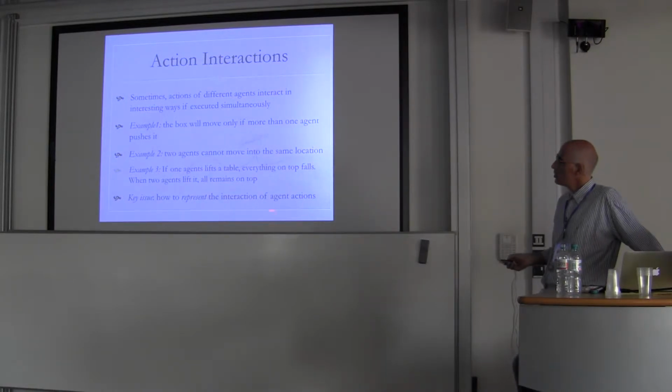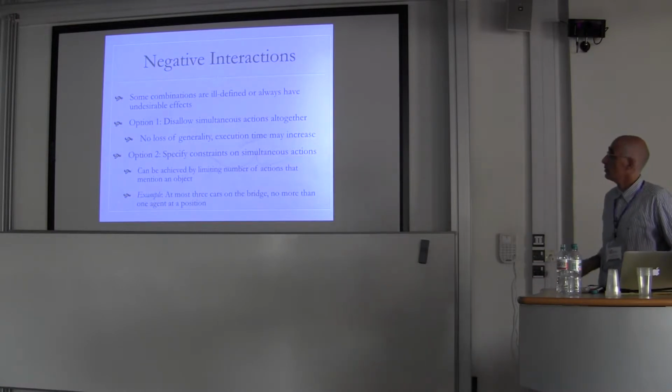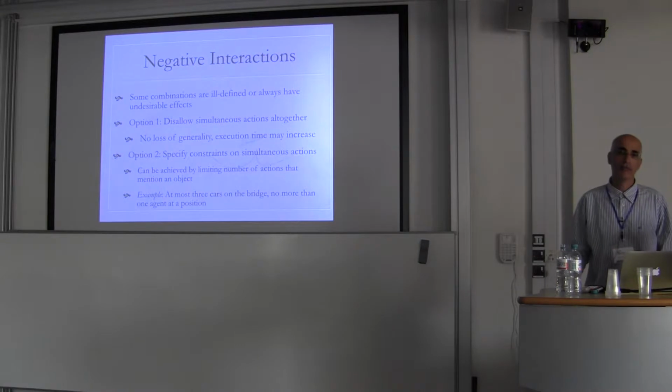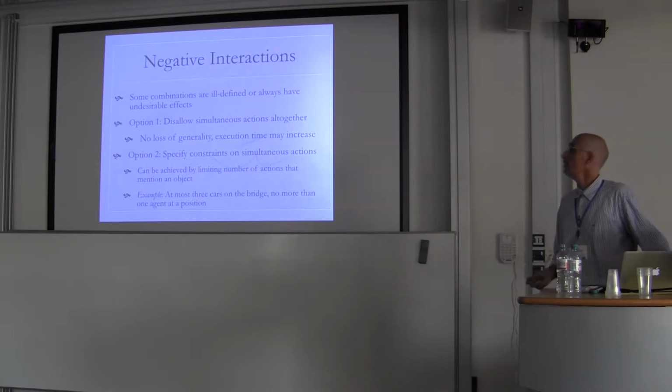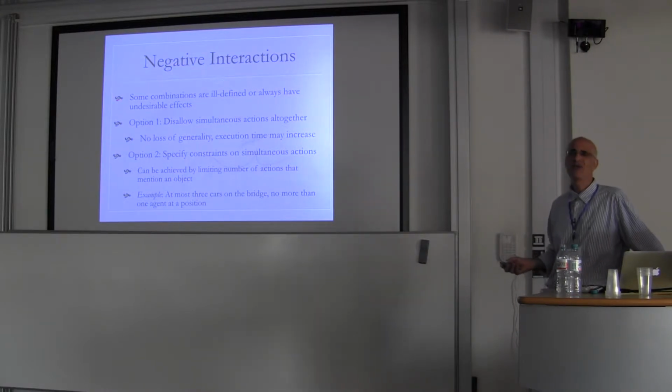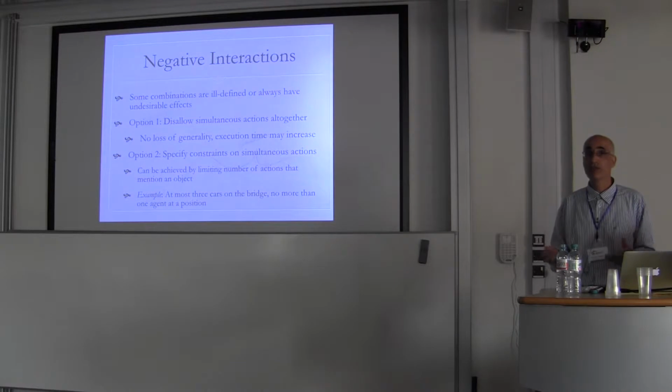So as I mentioned initially, the key issue here is representing the interaction of the actions. So first of all, imagine that the interactions are always negative. It has to be defined clearly. But it means that some combinations of actions are either ill-defined, so we're not sure what the effect will be, so we don't want to take them together, or they will do something bad that is always undesirable, like, say, breaking a glass.